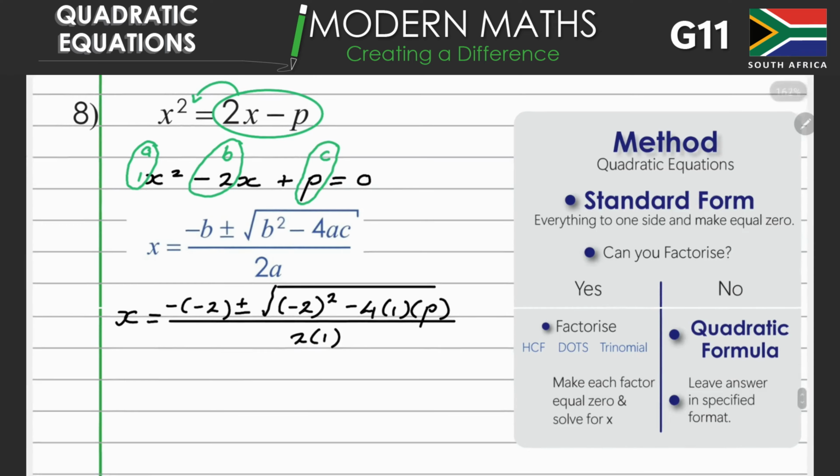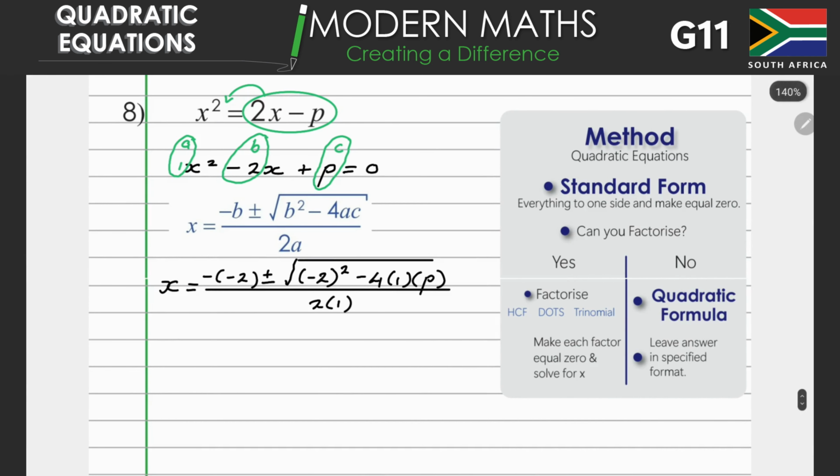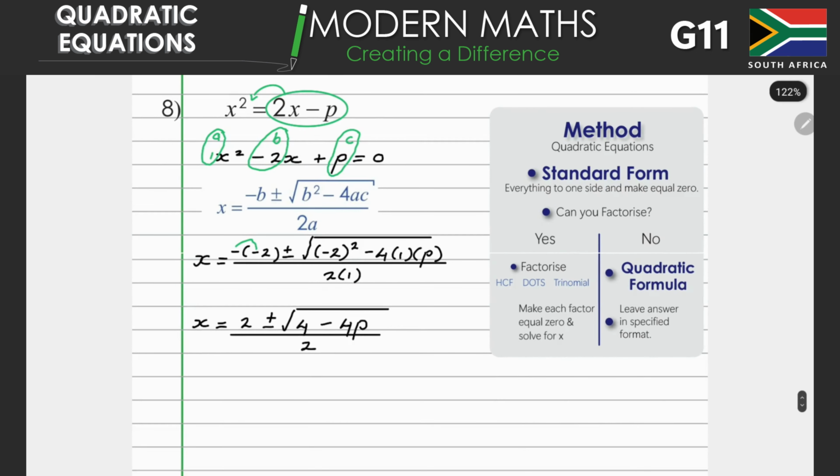So now that I've chucked in a, b, and c, we are going to simplify everything. So if I look at the first part, a minus and a minus will give me a plus. So that minus and that minus give me a plus, so I get plus 2, and there's no need to write the plus. Inside the bracket, minus 2 squared, minus 2 times minus 2 is positive 4, so that just changes into a 4. With the other side there, that 1 won't affect anything, so 4, negative 4 times p gives me negative 4p, and then at the bottom, 2 times 1 will just give me 2.